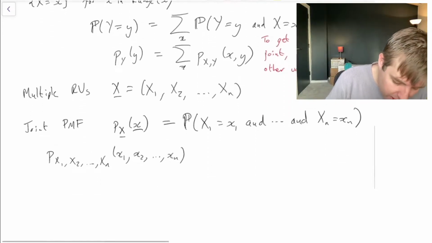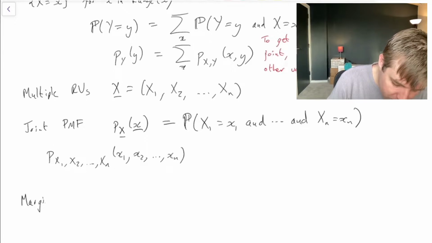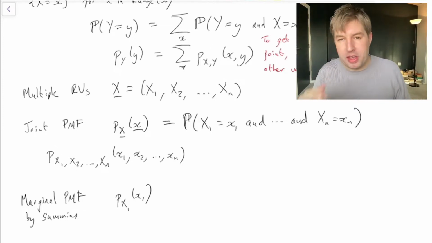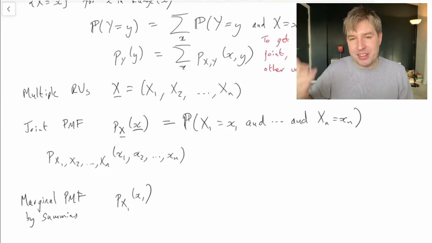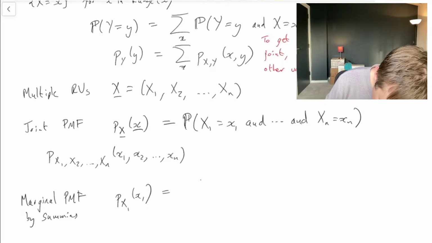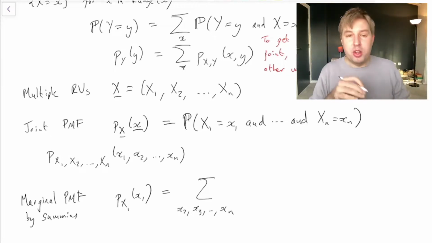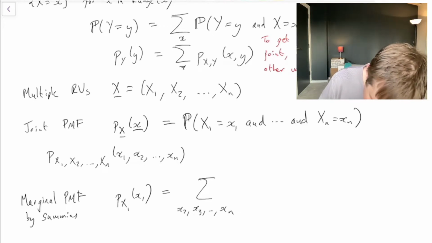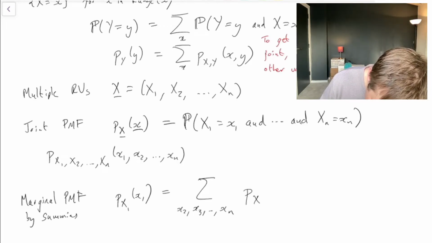And in just the same way, you can get the marginal distribution from summing. So if you wanted, say, the marginal distribution for X1, p_{X1} of x1, then you have to sum over all the other variables. So you have to sum over x2, x3, x4. So this would be a sum over x2, x3 up to xn. Obviously we don't sum over x1 because we want to leave that in our marginal distribution, but we have to sum over all the others.